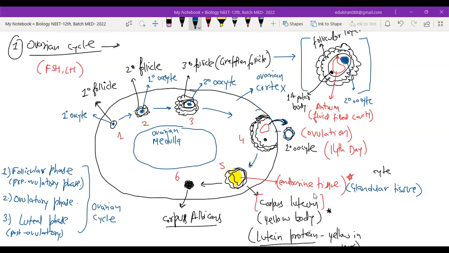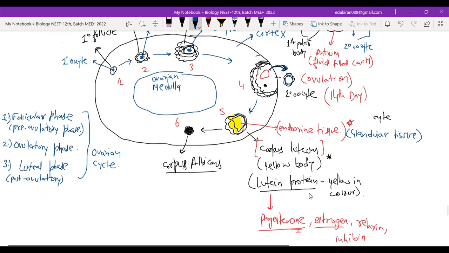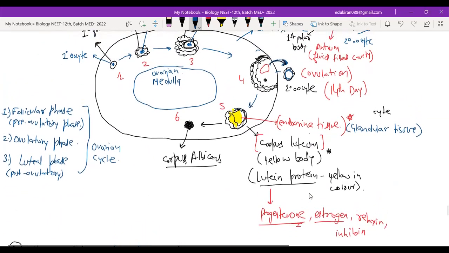The female hormones are progesterone, estrogen, relaxin, and inhibin. Written here in red. Progesterone, estrogen, relaxin, and inhibin. The most important one is progesterone. I will tell you why it is very important.